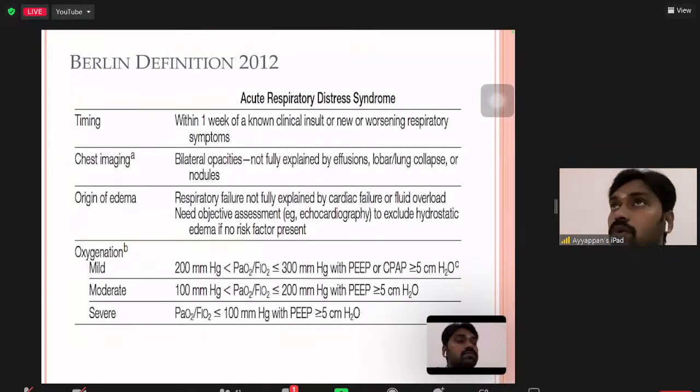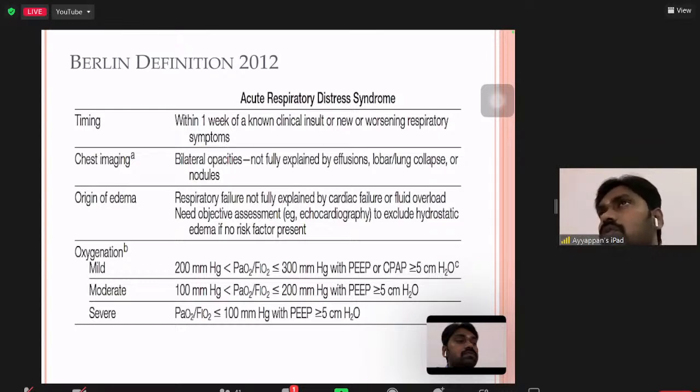So they addressed whatever the shortcomings of the 1994 definition. For timing, they defined it as less than a week of a known clinical insult or a new or worsening respiratory symptom. And for chest imaging, again infiltrates, but it should not be fully explained by effusion, lobar or lung collapse, or nodules. And the origin of edema need not require a pulmonary capillary wedge pressure.